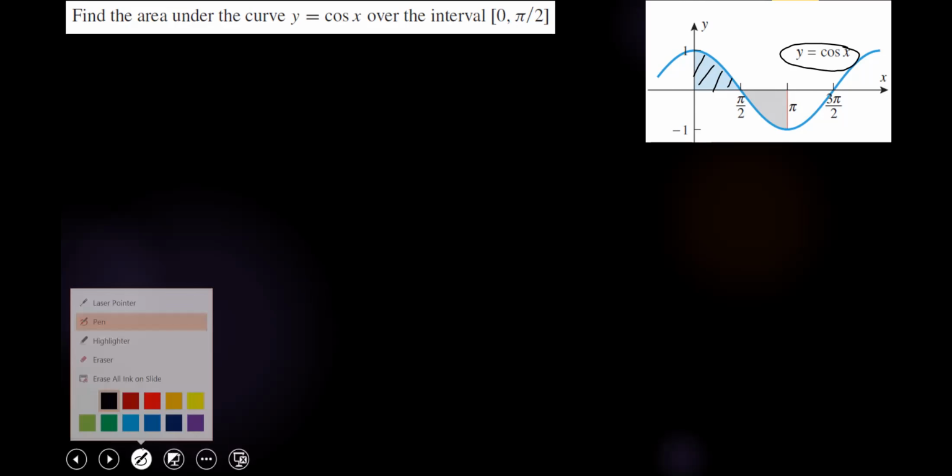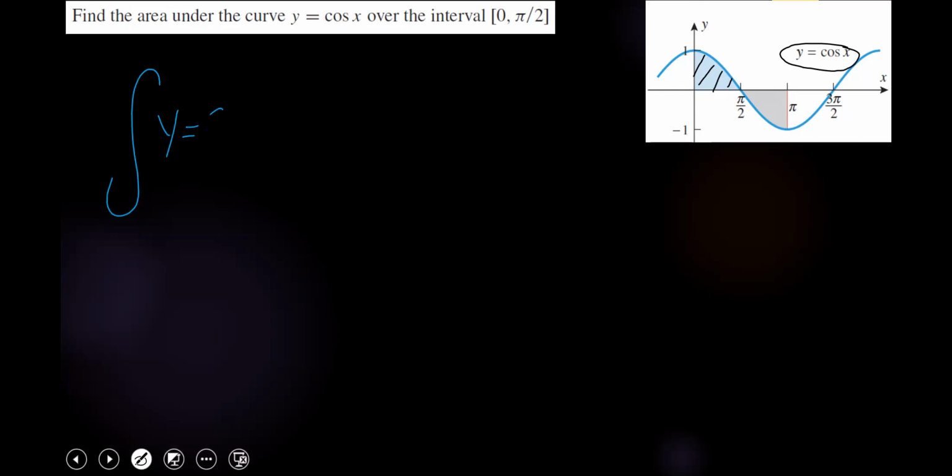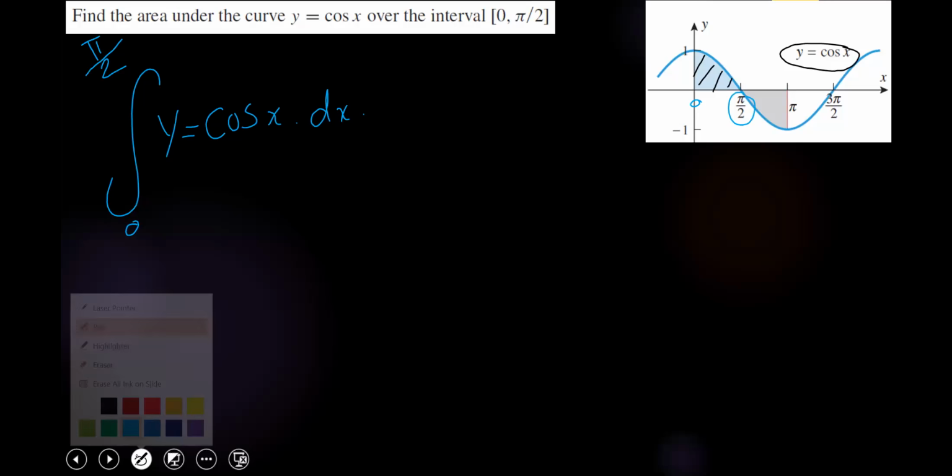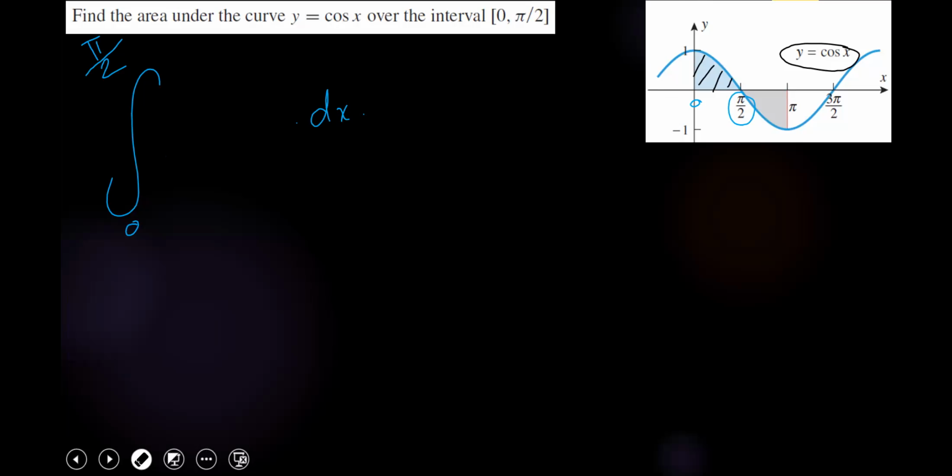I know that this function is y equals cosine x. So if I integrate y equals cosine x from the interval of 0 to pi over 2, I will find the area. So here, if I integrate cosine x from 0 to pi over 2, I will find the area of the shaded region. Why? Because the integration helps me to find the area.